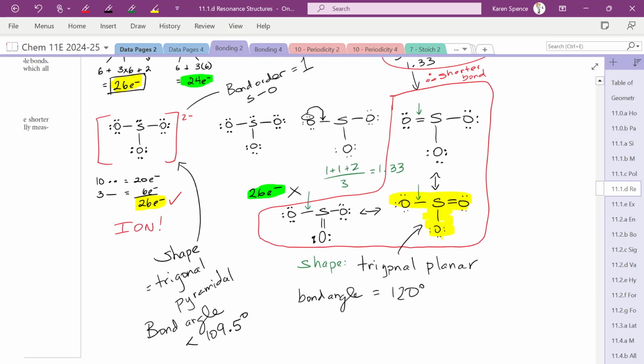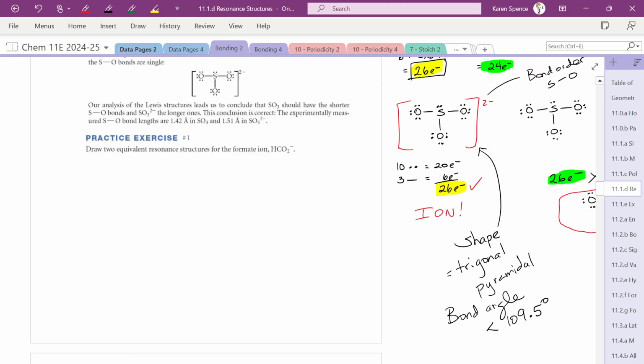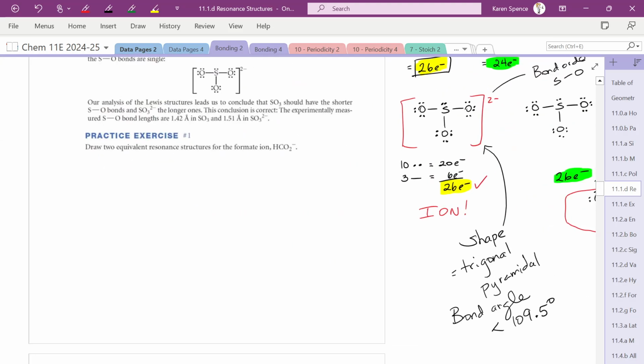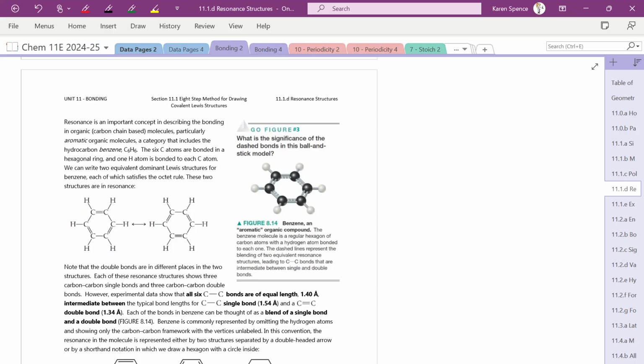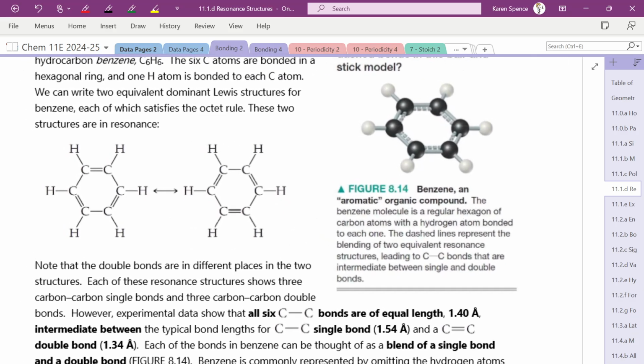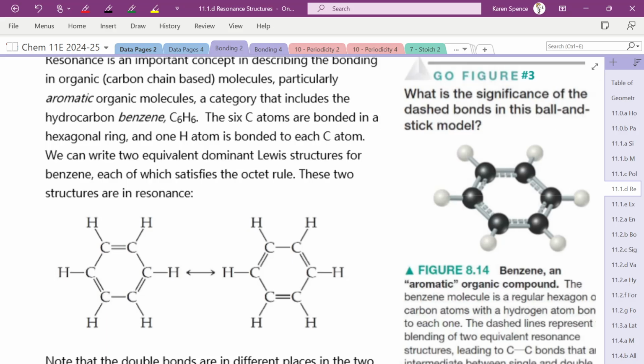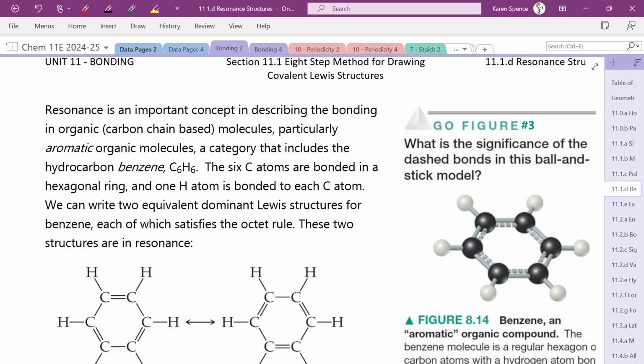How are we feeling about all of this? All right. So you guys can now, if you want to, do the practice exercise HCO3, or, actually, no, we should really cover this. We should really cover benzene. Oh no. Here's benzene.